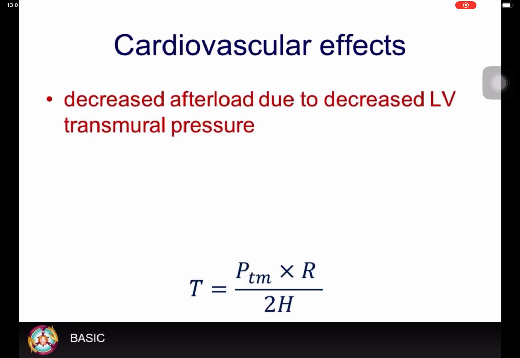Left ventricular afterload is the tension in the left ventricular wall during systole. It is dependent on the transmural pressure, the radius of the ventricle, and the thickness of the wall. Transmural pressure is the pressure inside the ventricle, the intracavity pressure, minus the pressure outside the ventricle, the pleural pressure. As mechanical ventilation increases pleural pressure, it will reduce transmural pressure and ventricular wall tension, and hence afterload.